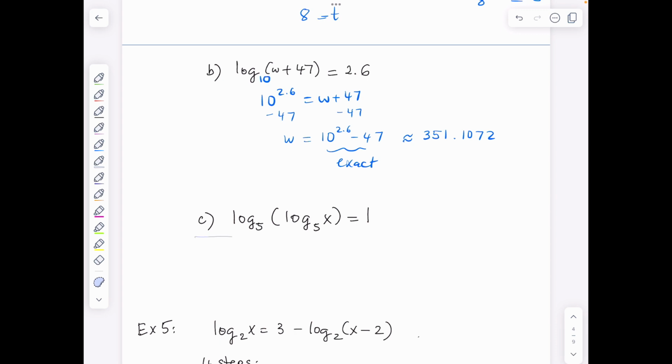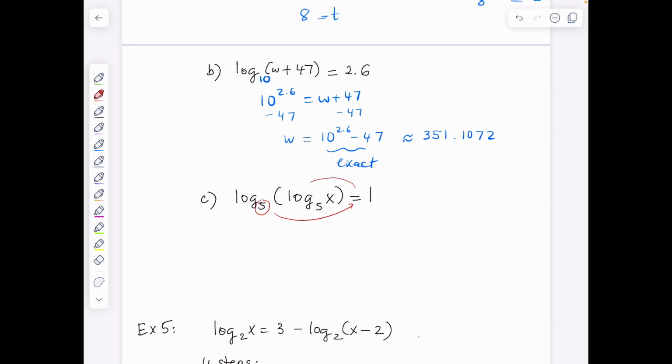Next, we have this one. This one looks a little tricky. It's not exactly the type of equation we dealt with before where we have logs on each side. In fact, we have a log inside of a log. But the process is actually the same as what we've been doing. We can convert it to the exponential equation, and you can use the arrow trick here as well.